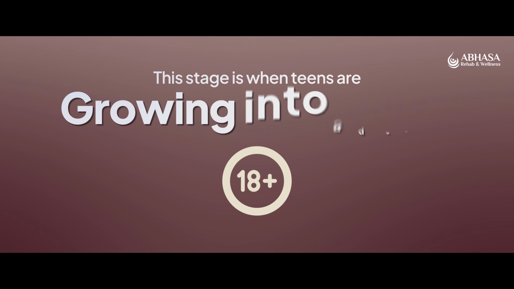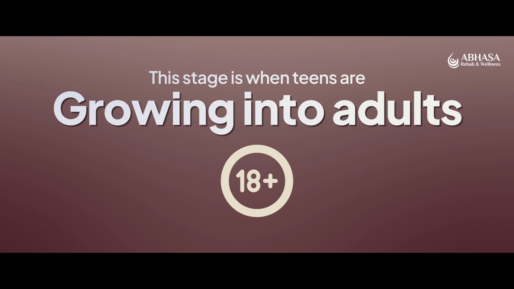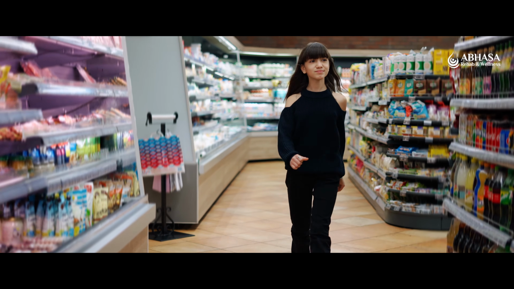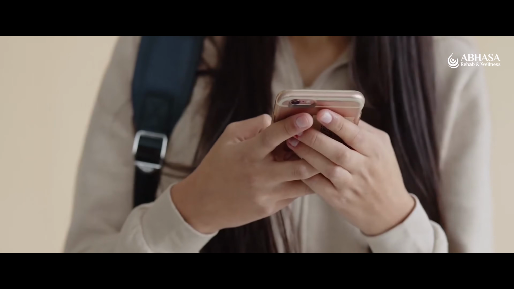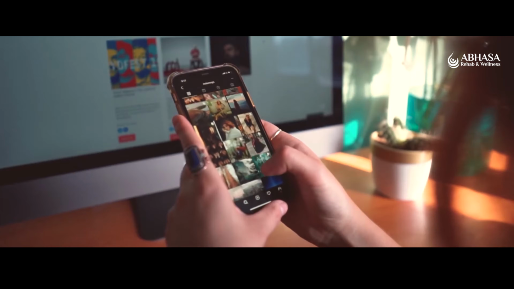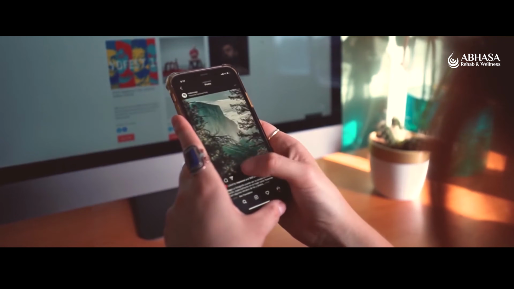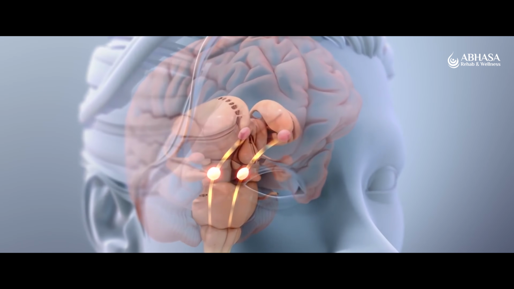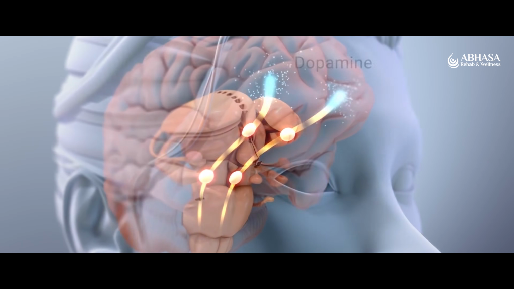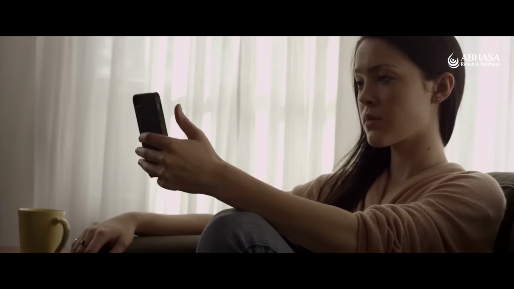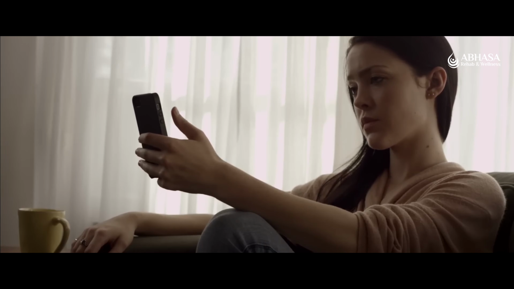14 to 18 years. This stage is when teens are growing into adults, learning self-control and building relationships. Their hormones are changing and they are starting to feel more independent, but too much screen time can mess with this balance. Teens are especially sensitive to social media pressures during these years. Because of hormonal changes, their brains are always looking for rewards like getting likes or comments online. The problem is, social media can make them feel lonely and even lead to addictive behavior.